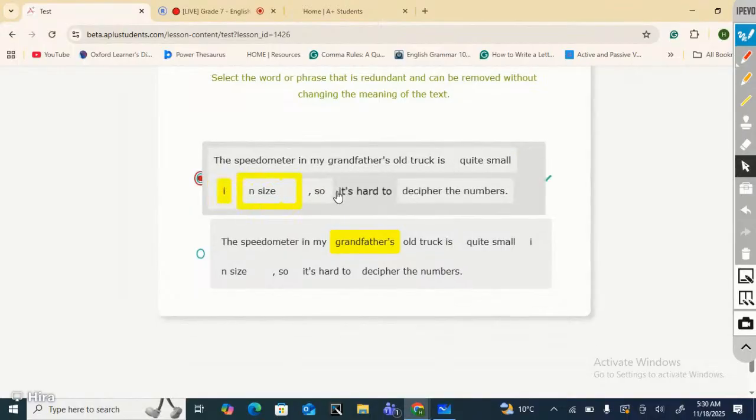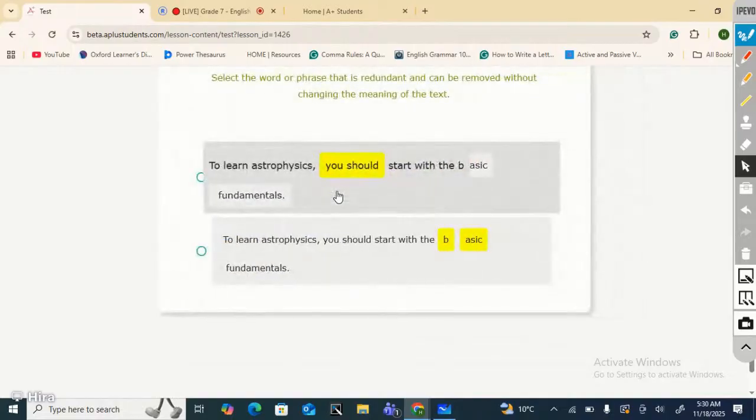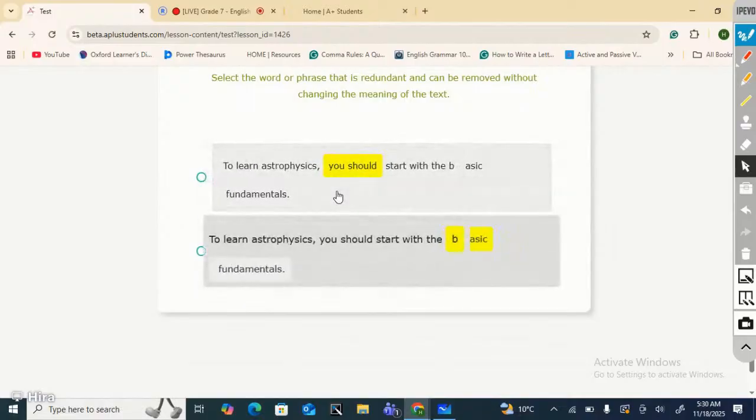Select the phrase that is redundant, that can be removed. The historical society, okay, this one is almost the same. To learn astrophysics, you should start with the basic fundamentals. If you select the first option, you say these two words are redundant, or if you select the second option, you say the word basic is redundant. Read the sentence and then decide.